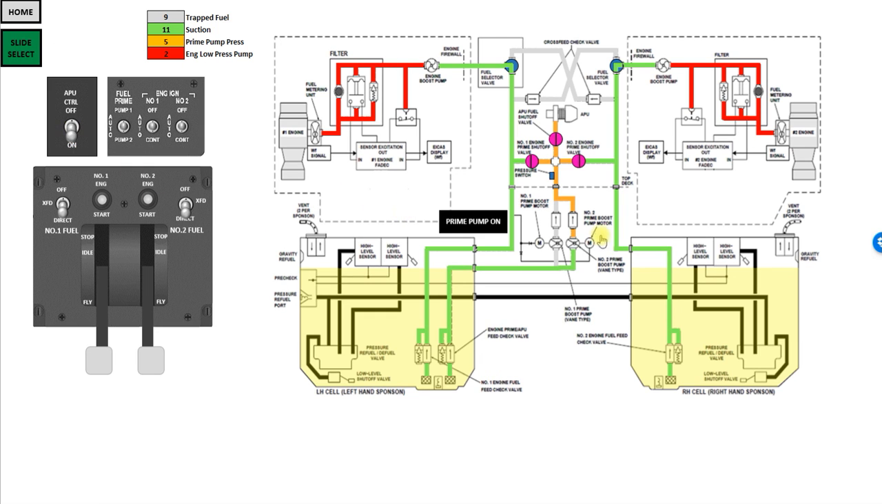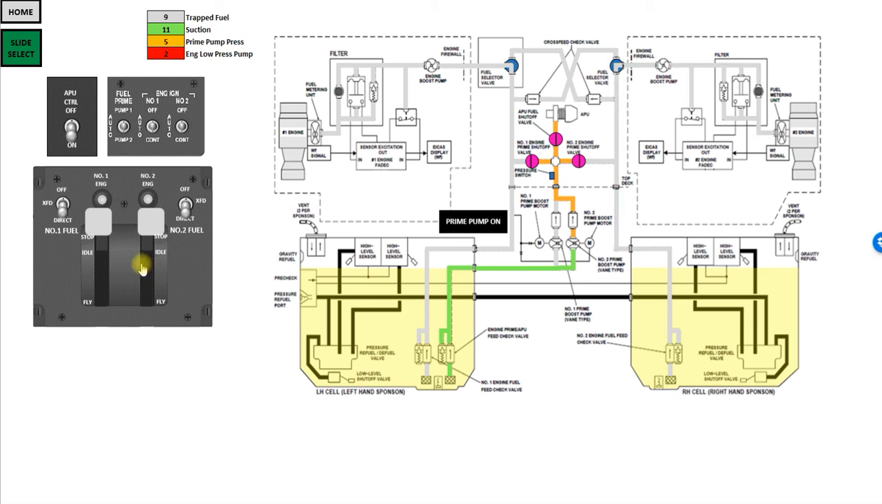AP will be on. Throttles to idle. Two minutes of idle. You just shut them down. Fuel selectors to off, AP control to off, and you shut the aircraft down.